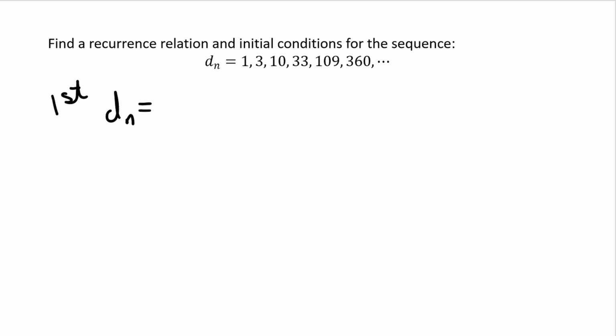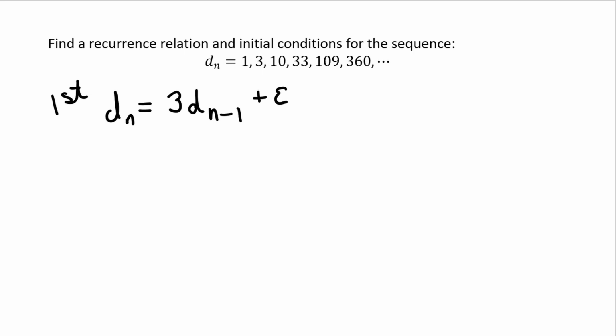We'll say d sub n equals, and I'll notice that from 1 to 3, that's exactly triple. 3 to 10, well, 3 times 3 is 9, so it's about triple. 10 to 33 is about triple. 33 times 3 is 99, that's exactly triple, but to 109, it's off by a little bit. And 109 tripled is 327, and so that's still off from 360. So my initial pass is going to be that a subsequent term, d sub n, is 3 times the previous term, plus some kind of error, some epsilon.